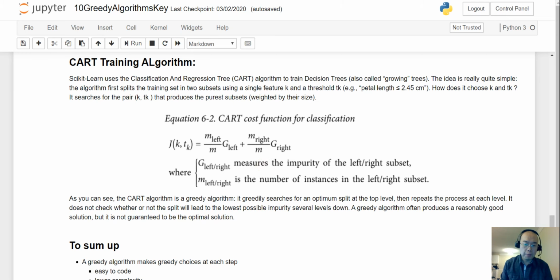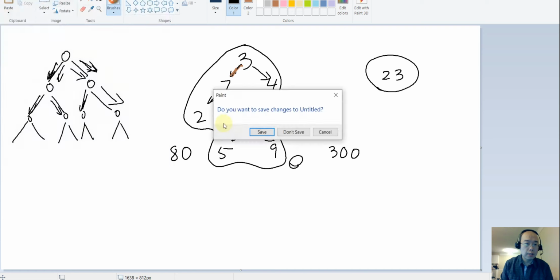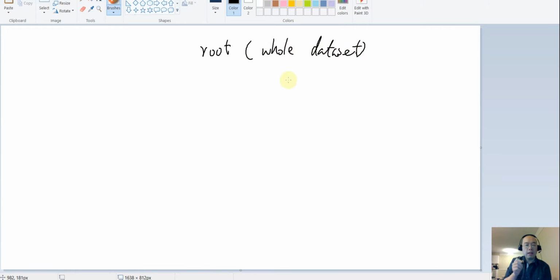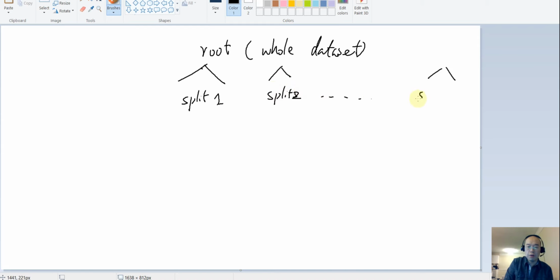So how do we do the decision tree building? Let me create a new drawing canvas. We start from the root, which should be the whole data set. And then what do we do? We try all the possible splits, right? From the root, we can have split 1, split 2, and so on, up to a total of n splits.